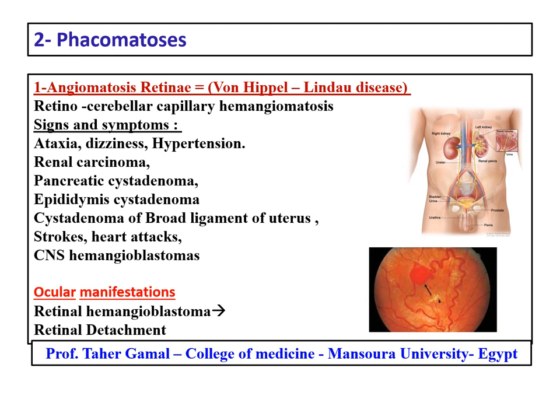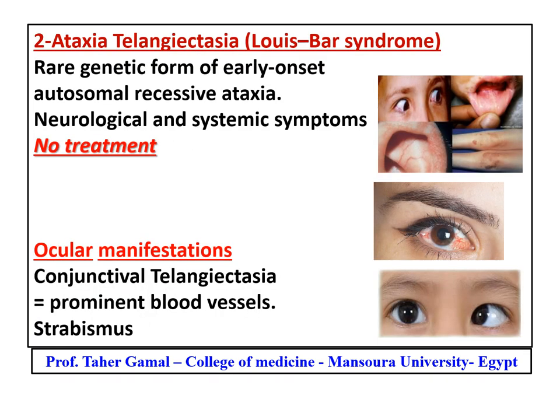The ocular manifestation is in the form of retinal hemangioblastoma and retinal detachment. The second phacomatosis is ataxia telangiectasia, or Louis-Bar syndrome, a rare genetic form of early onset autosomal recessive ataxia with neurological and systemic symptoms. No treatment. The ocular manifestations are conjunctival telangiectasia, prominent blood vessels, and strabismus.